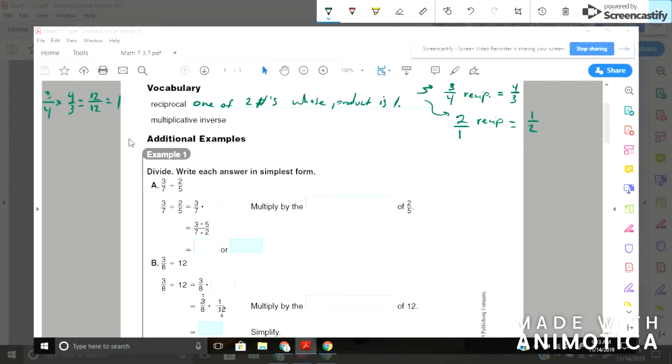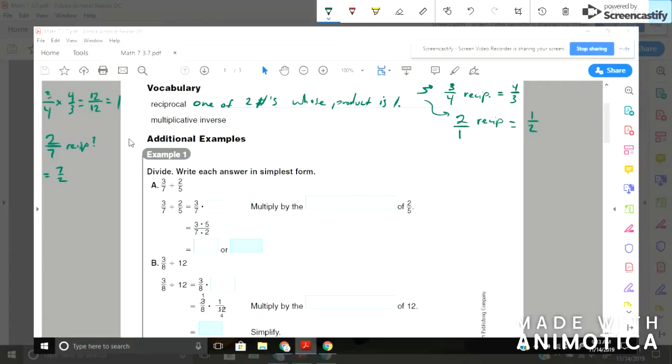Okay, let's just try another one. 2/7. What is the reciprocal of 2/7? Well, just flip your denominator and numerator. So it would be 7/2. Okay, hopefully you're getting the hang of it.